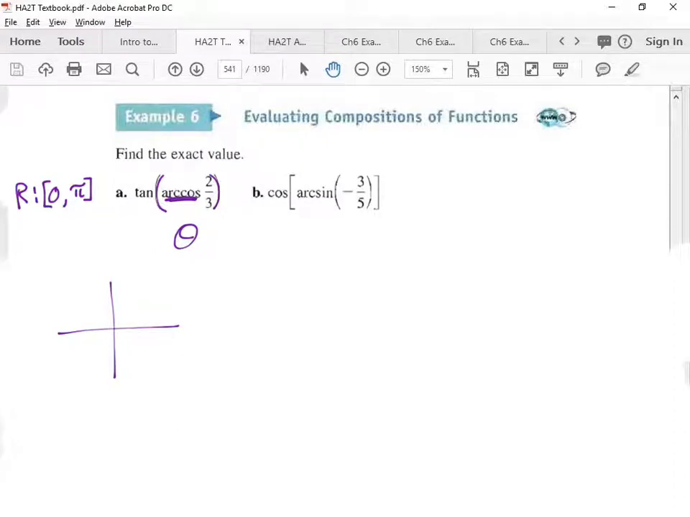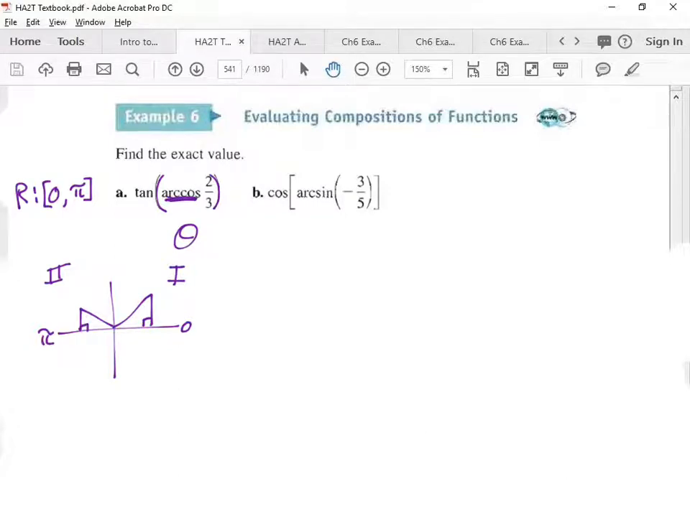So if the only answers we can get for arc cosine are from 0 to pi, which 2 quadrants are the only 2 quadrants we can have a triangle in? Quadrant 1 and quadrant 2. That's because 0 is right there and pi is right here. Okay, so which triangle would we be using? The one in quadrant 1 or the one in quadrant 2? And how do you know?